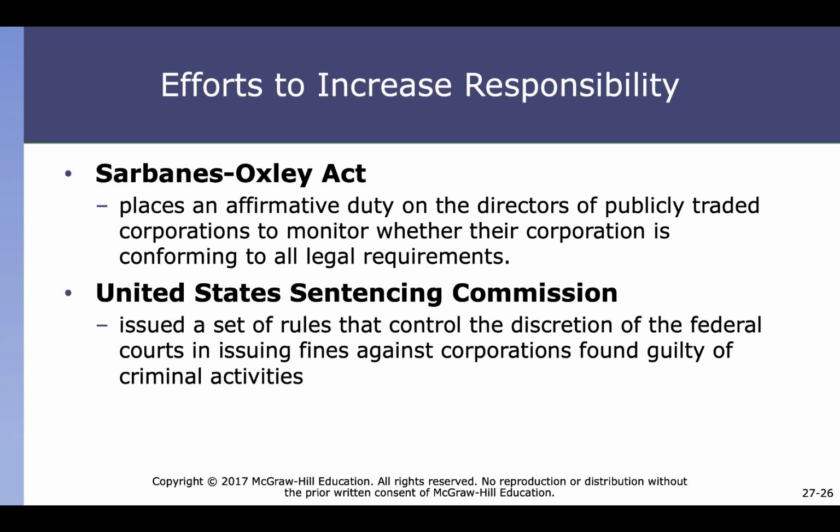There have also been efforts to increase responsibility. One of those is the Sarbanes-Oxley Act, and it places an affirmative duty on the directors of publicly traded corporations to monitor whether their corporation is conforming to all legal requirements. So this is a relatively new act.